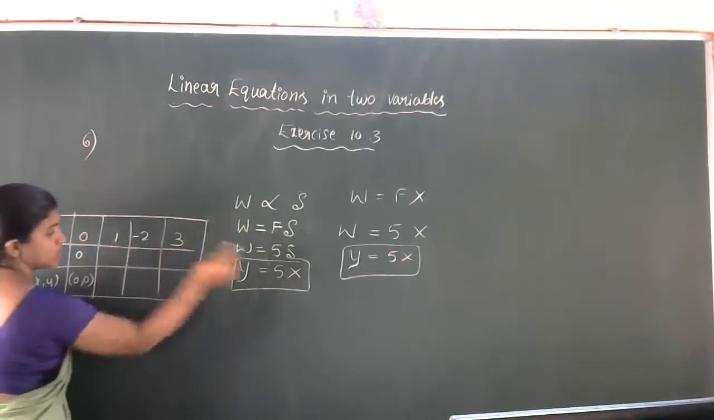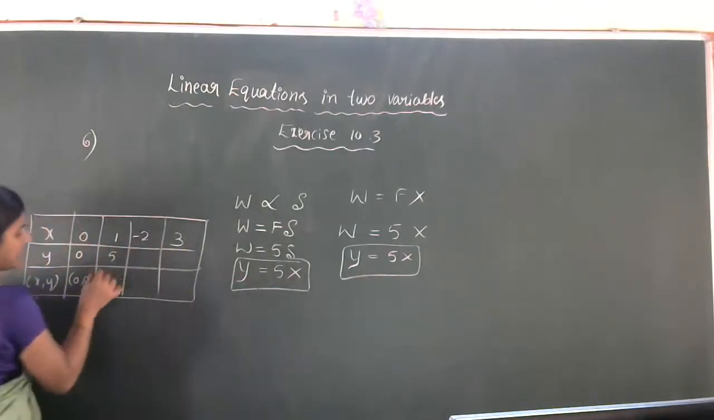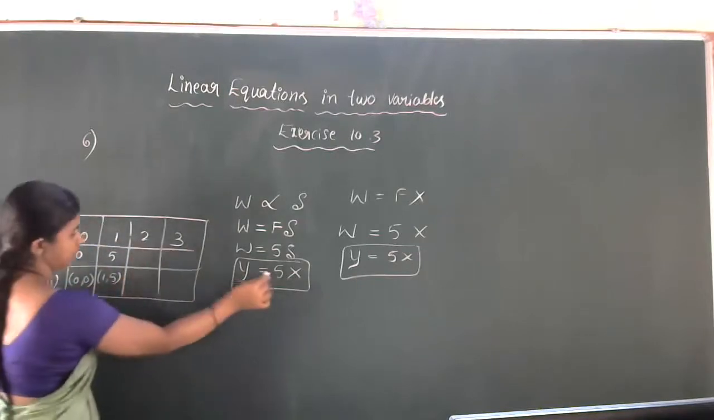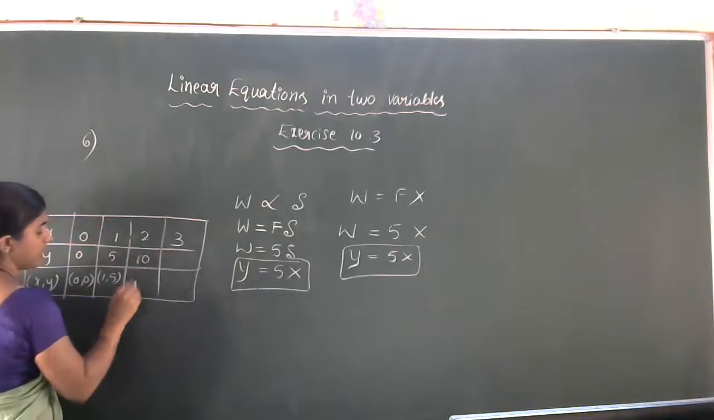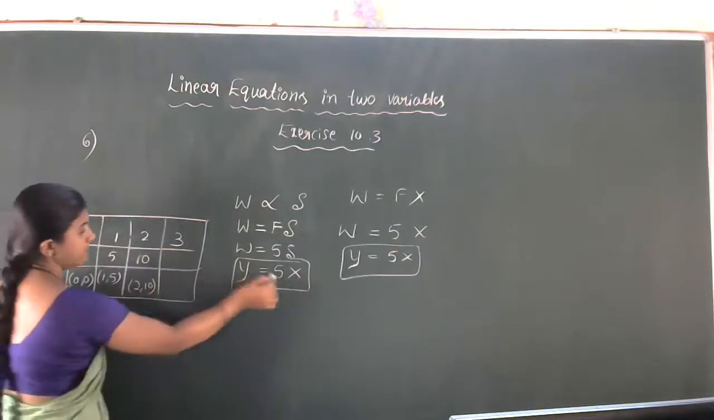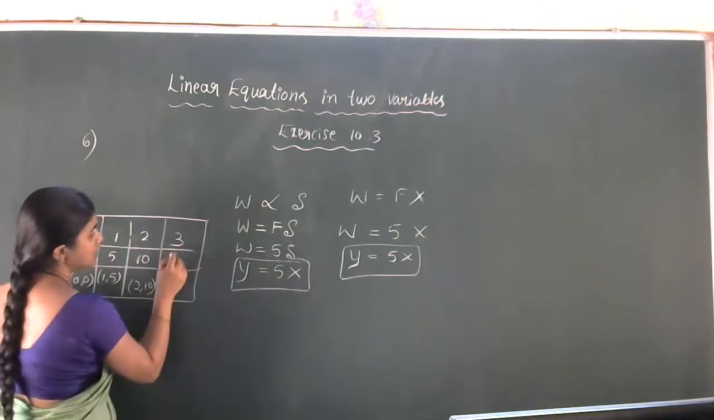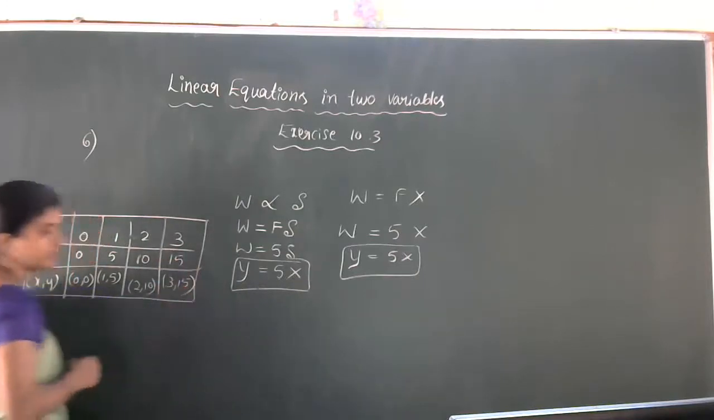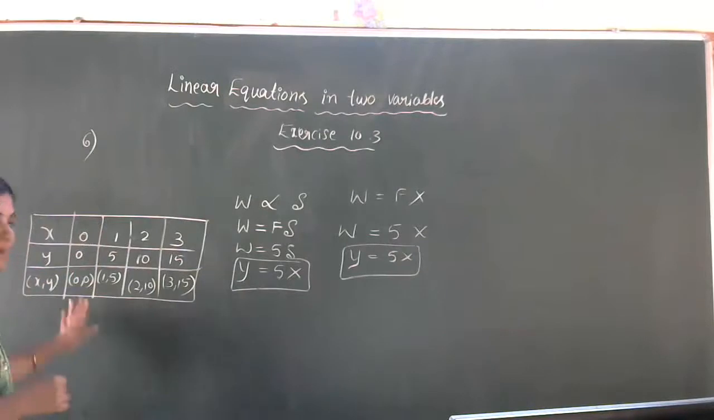Then x is equal to 1. 5 into 1, that is 5. 1 comma 5. We'll take +2 only. So +2, 5 into 2 is 10. Okay, 2 comma 10. Then +3, which is equal to 5 into 3 is 15. That is 3 comma 15. Got the idea of this one now?